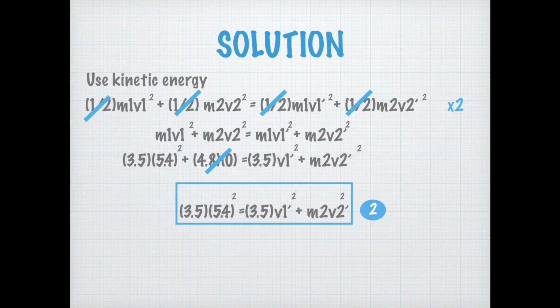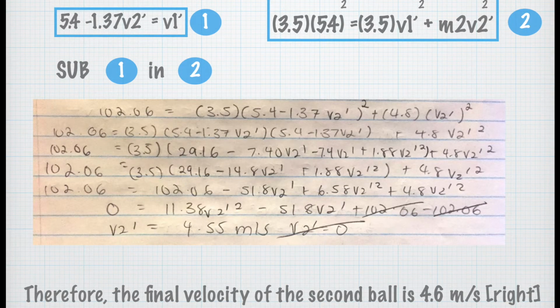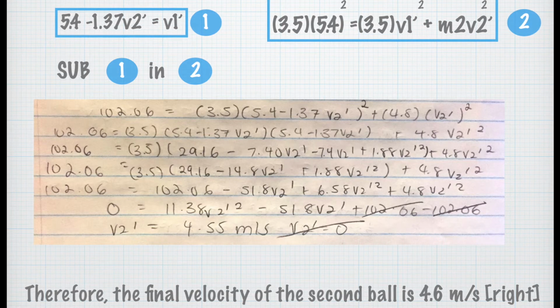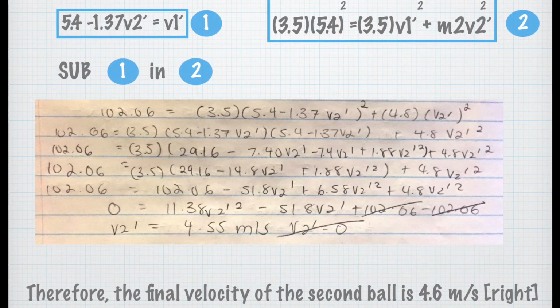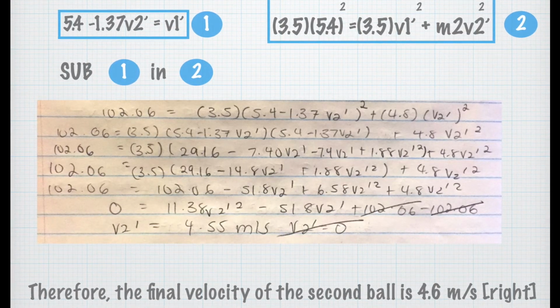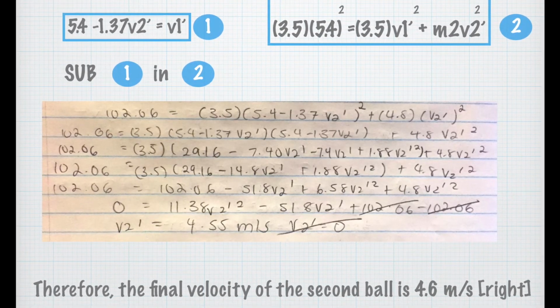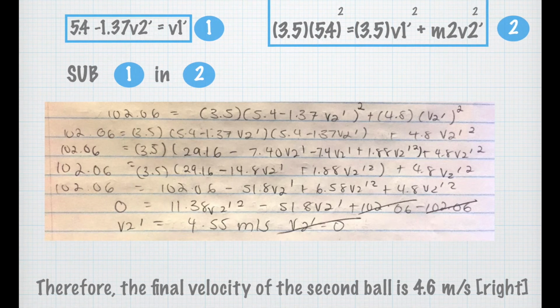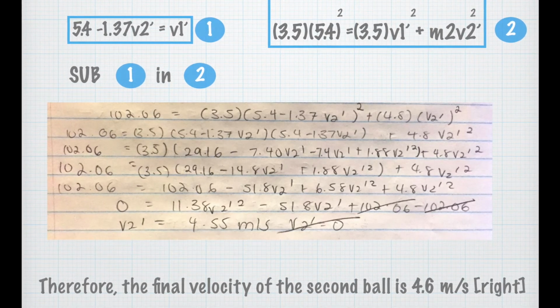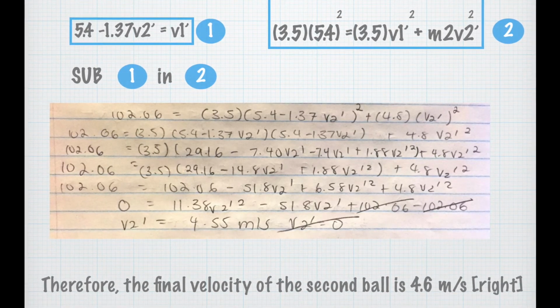That's equation number 2. Now that we have two equations, we can sub them into each other to solve for v2 prime. So we're going to sub equation 1 into equation 2. And after we sub all our givens in and we expand entirely, we're left with an equation 0 equals 11.38 v2 prime squared minus 51.8 v2 prime.